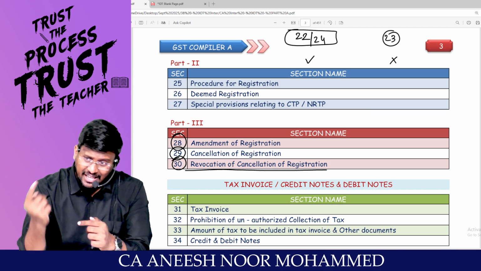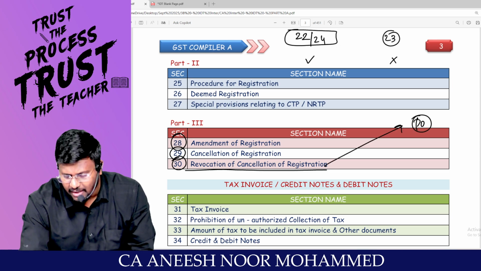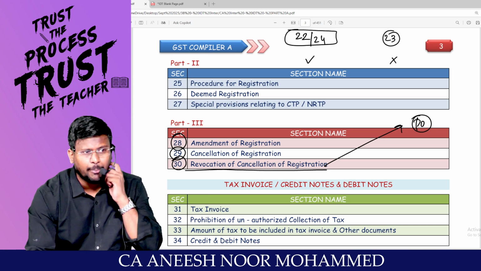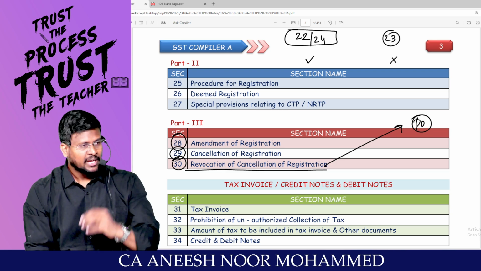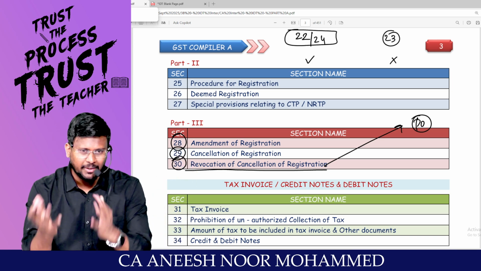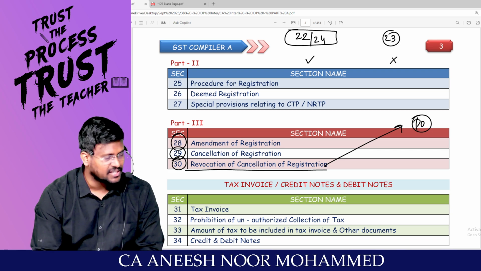Revocation means the registration has already been cancelled, by whom? The proper officer. After the registration has been cancelled by the proper officer, my dear students, that cancellation will be revoked. That is called revocation of cancellation of registration.